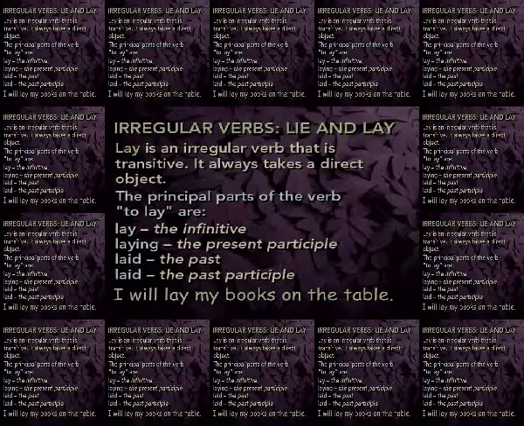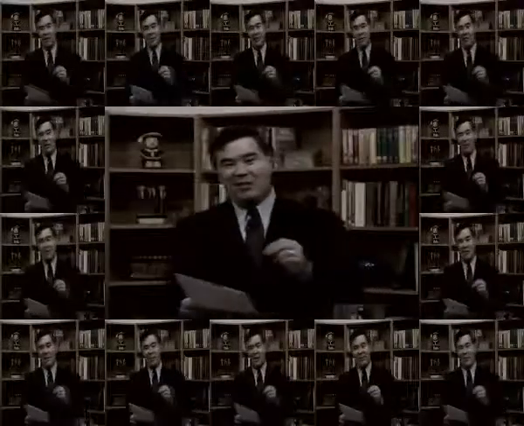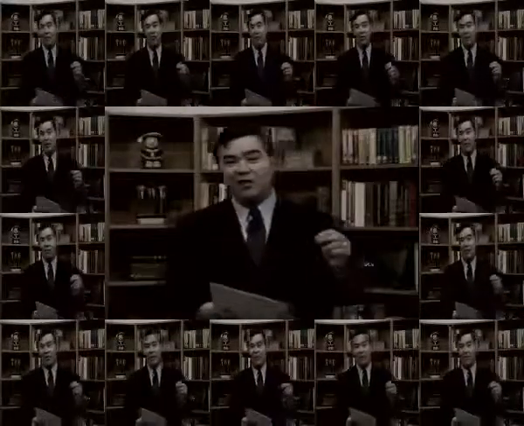That is, there is a direct object which is receiving the action of the laying. Something is getting laid, namely the books. The books are being laid on the table. Whereas the verb to lie does not take an object, the verb to lay does. And therefore, to lay is being used correctly in this sentence.